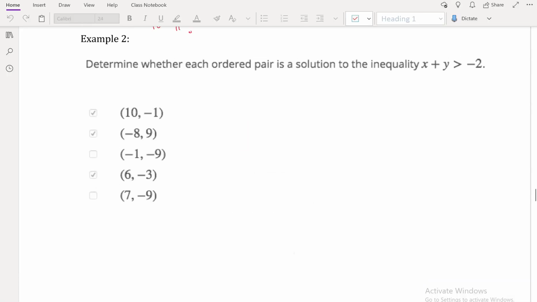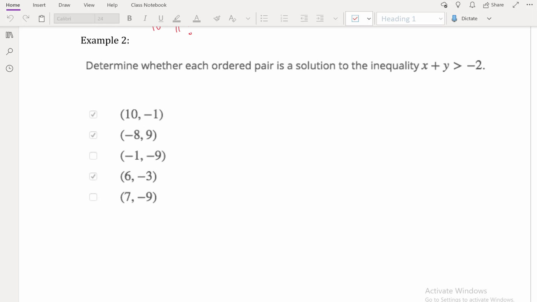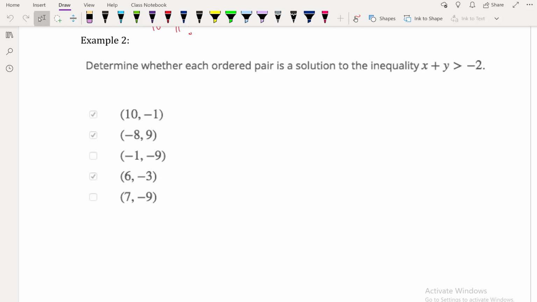For our next example, example number 2, it's asking us to determine whether each ordered pair is a solution to the inequality. So here, we're just going to plug it into all of these different values. So let's think of this as equation number 1. So for number 1, we have x is equal to 10, and y is equal to -1. So if I plug in x plus y, is that greater than -2? And this is where we're grabbing it from, right?